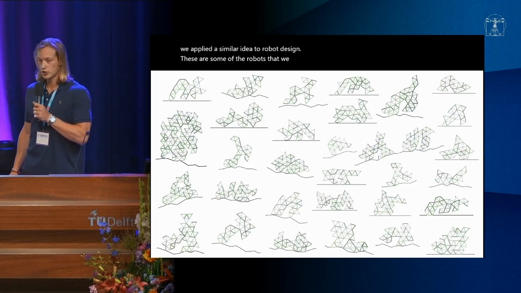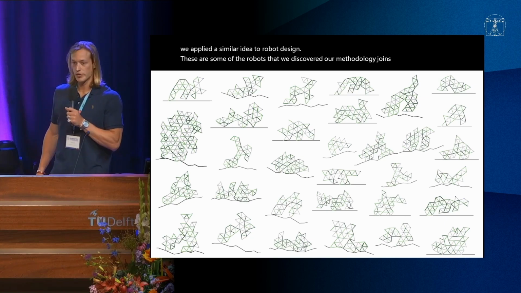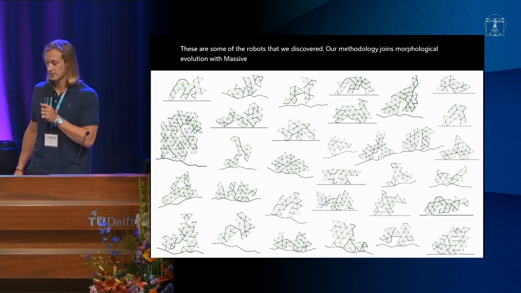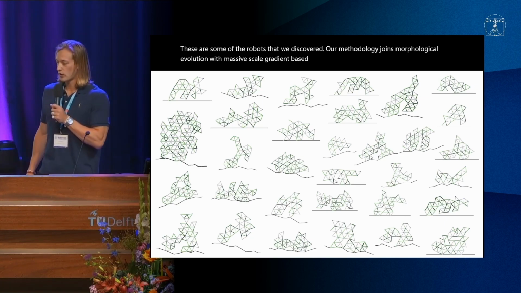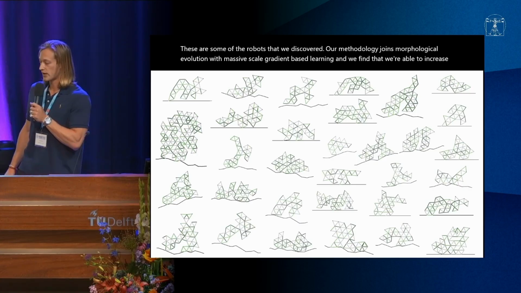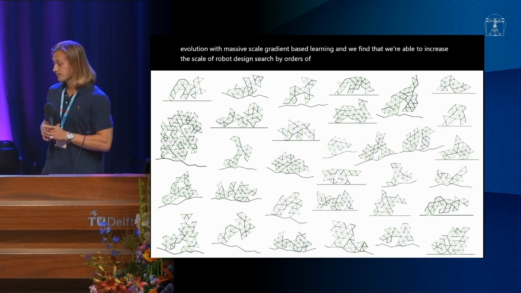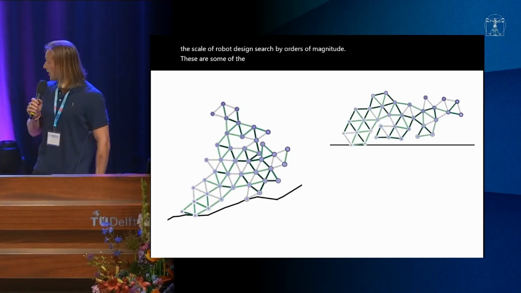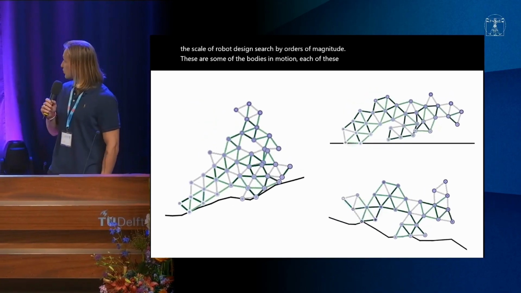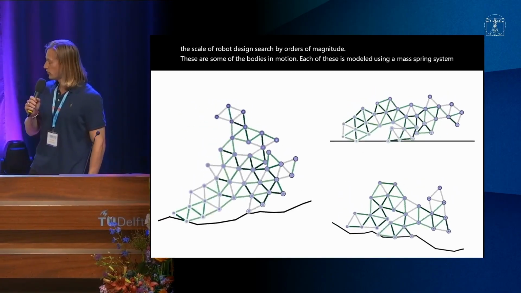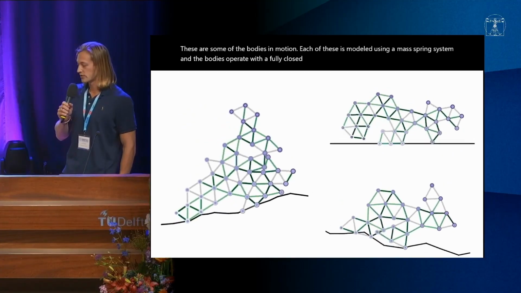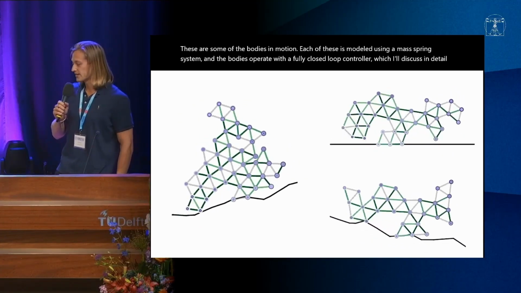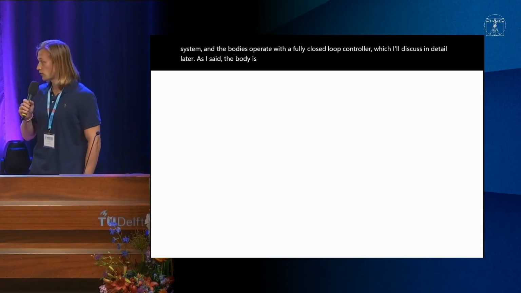Our methodology joins morphological evolution with massive scale gradient-based learning, and we find that we're able to increase the scale of robot design search by orders of magnitude. These are some of the bodies in motion. Each of these is modeled using a mass spring system, and the bodies operate with a fully closed-loop controller, which I'll discuss in detail later. As I said, the body is evolved and the controller is learned.